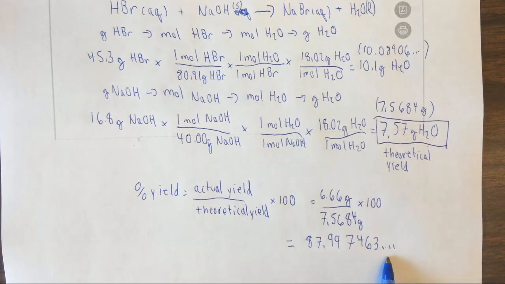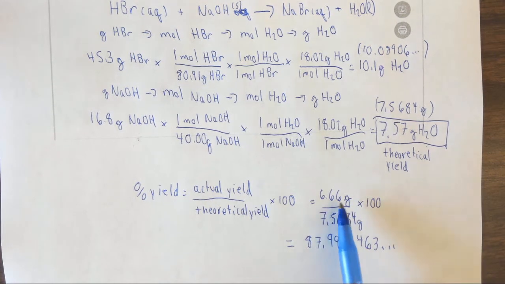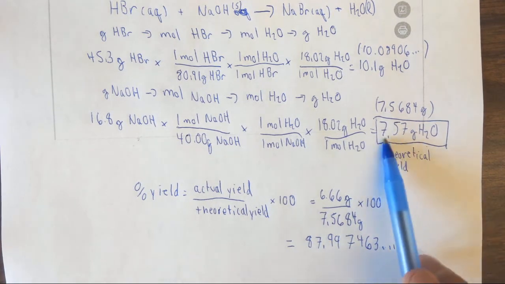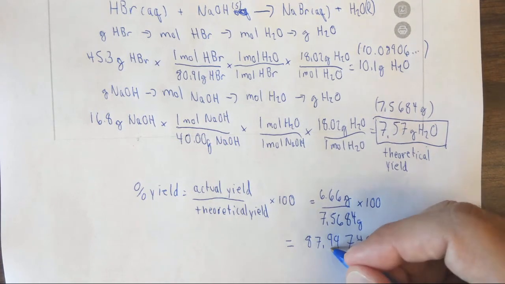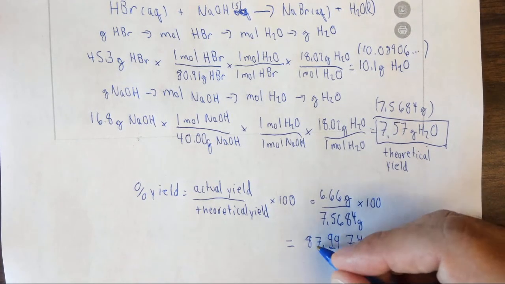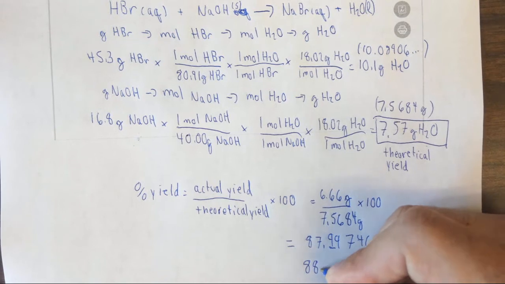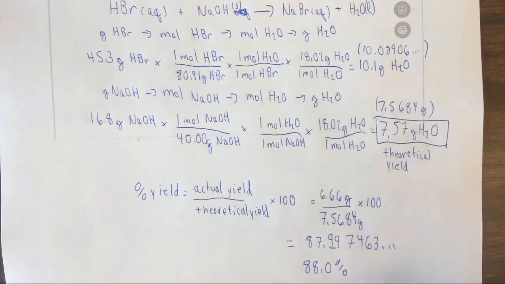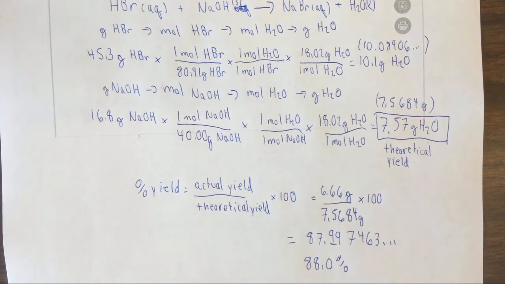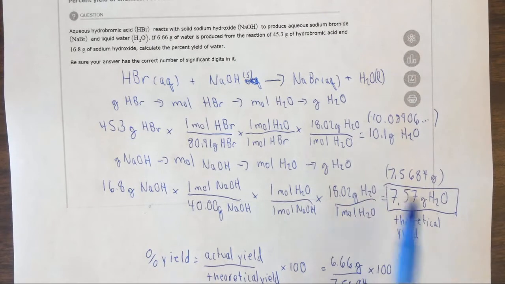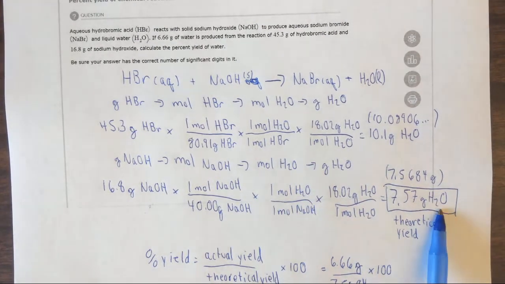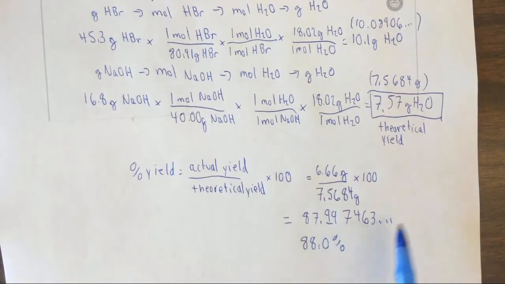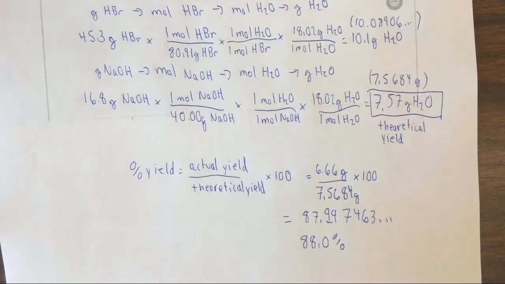So this is the percent. However, because this is 3 sig figs and this should be 3 sig figs, you want to round to 3 sig figs. Since that's a 9, you want to round up, which makes this 88.0% as the percentage yield. Again, if you'd like a little bit more information about how to find the limiting reagent, the previous video on this playlist will help with that. But here I wanted to focus on finding the percentage yield.